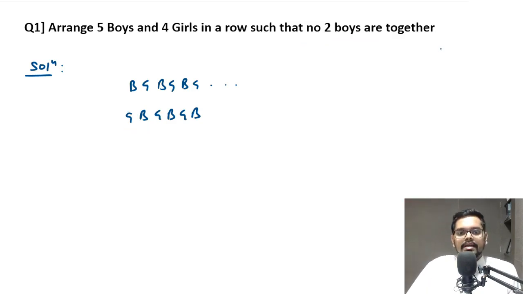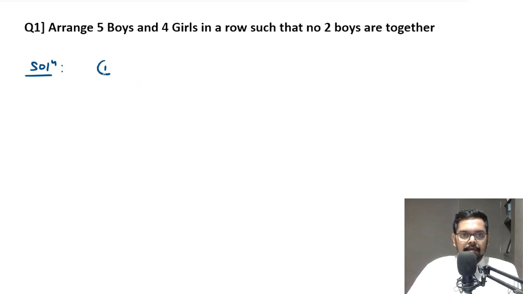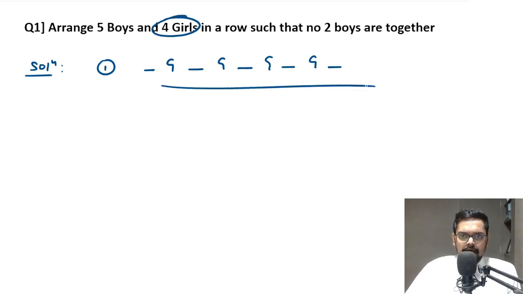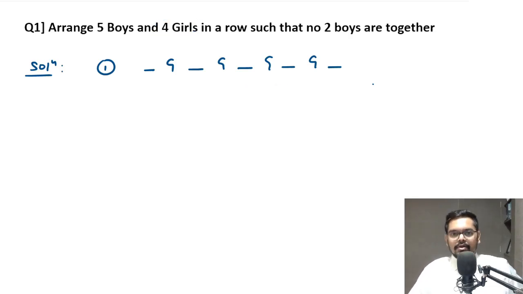Understood? So when I say make girls sit first, my pattern would be: girl seated, with a dash before and after for the boys. Then comes girl, dash, girl, dash, girl, dash. Don't put a dash after the last girl, because we have only 4 girls and 4 girls are seated. Now see, the 4 girls are not identical; in the real world every girl is unique. So basically the 4 girls are like G1, G2, G3, G4.